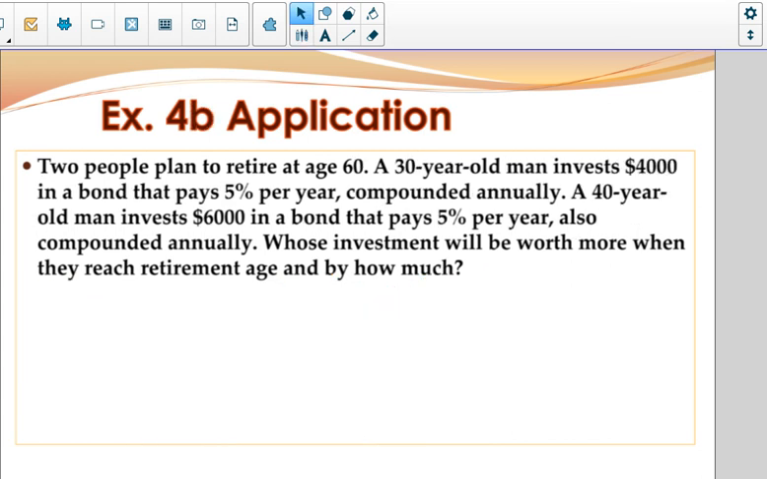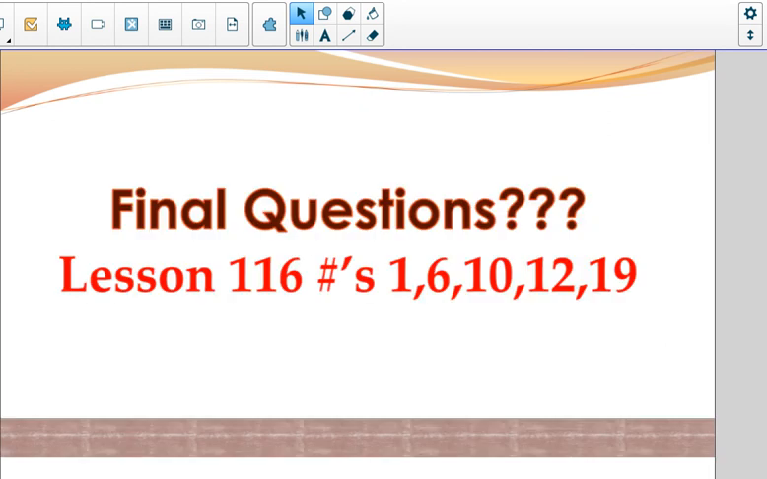You can try the second application problem yourself for extra practice. Otherwise, your assignment would be lesson 116, numbers 1, 6, 10, 12, and 19.